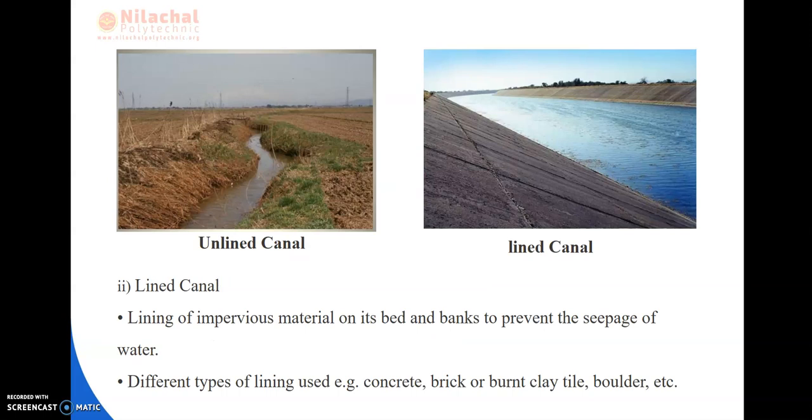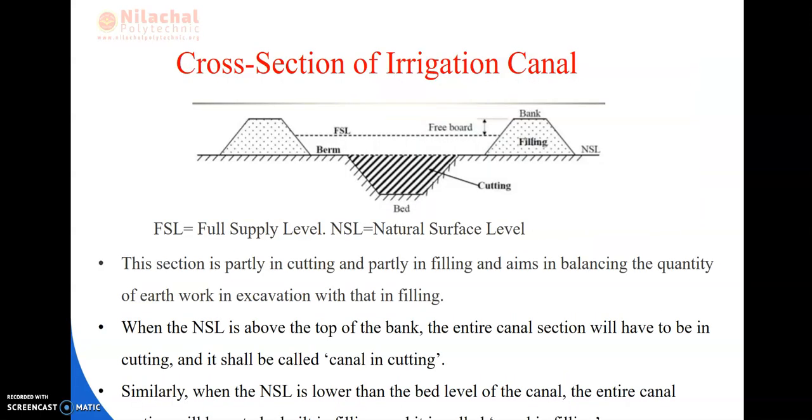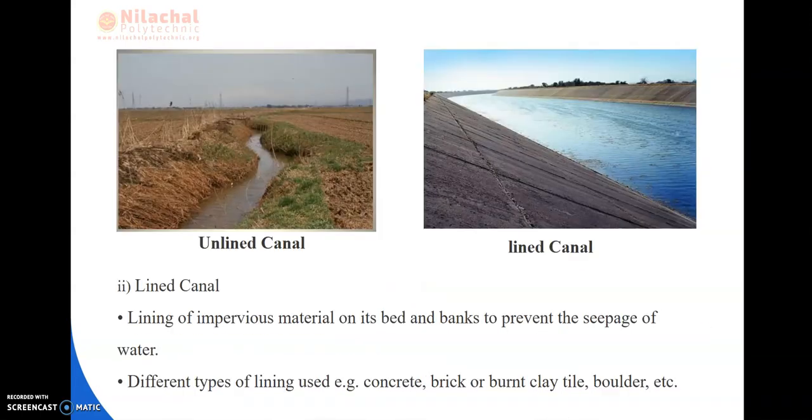Lining of impervious material on its beds and banks to prevent the seepage of water. Different types of lining are used, for example, concrete, brick or burnt clay tile, boulder, etc. So this goes under the lined canal. Okay. So you can see here, this is the lined canal. This is the impervious material, and the beds are protected against seepage of the water, and this lining is made up of concrete, brick or any type of material that we can use. And this is the unlined canal.